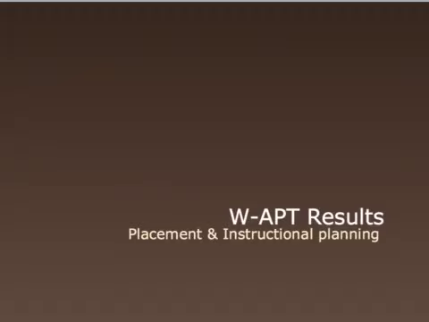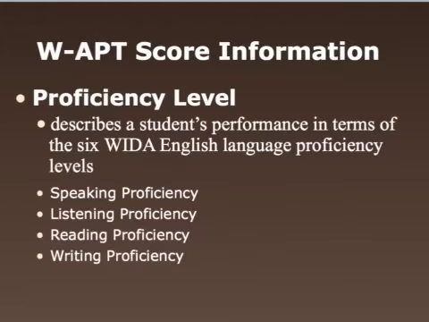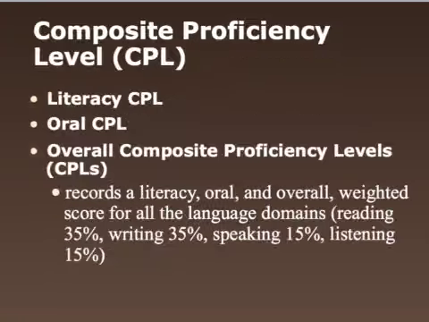So now let's talk about the results of the W-APT test that have been calculated for you. So first, let's understand proficiency levels. There are scores for 6 different proficiency levels plus scores for an overall proficiency level. The 4 basic levels are speaking, listening, reading, and writing. There are 2 composite proficiency levels, literacy and oral. Literacy is the combination of reading and writing. Oral is the combination of speaking and listening.